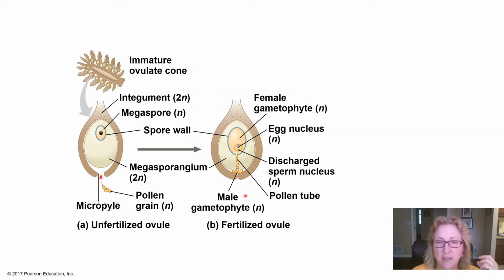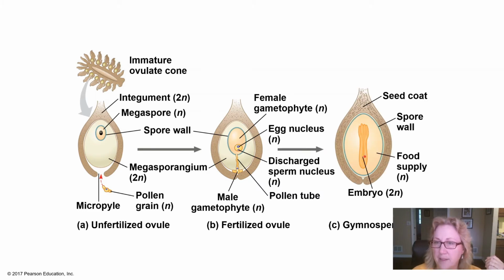The male gametophyte is the one that moves. That's the pollen grain. The pollen grain releases a nucleus. For most of these, it isn't a flagellated sperm, although we'll talk about a couple of exceptions to that. Conifers don't have flagellated sperm. Instead, there's a pollen tube that allows the sperm nucleus to fertilize the egg. And then, because now we have a fertilized egg, we have a zygote. The zygote is going to start to divide and form the embryo, the embryonic sporophyte.